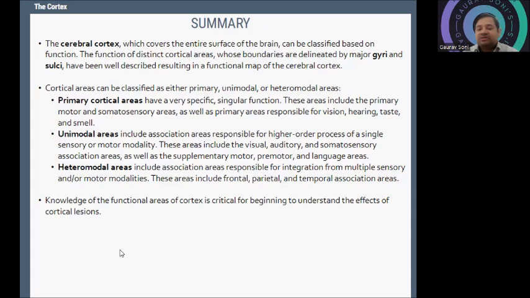So this small lecture will give you a basic knowledge about the functional mapping of the brain. So that's all for this lecture.